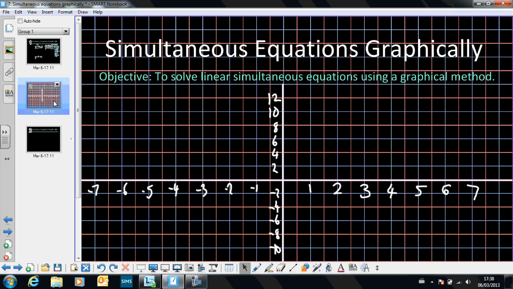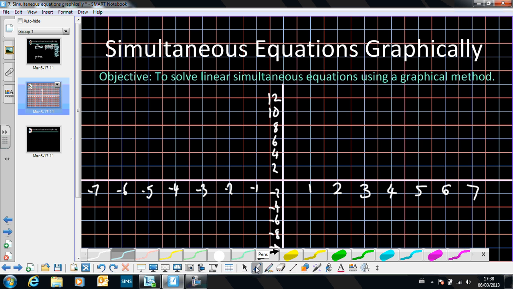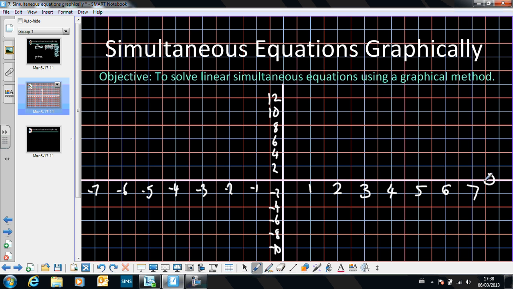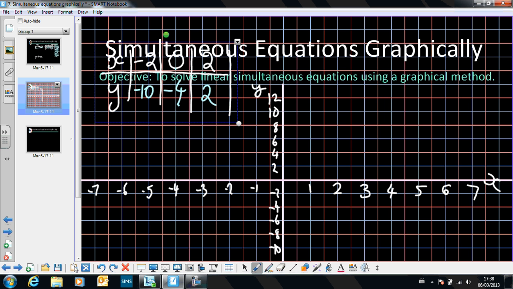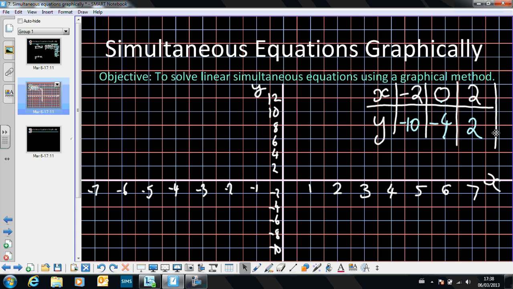I've already set up my axes on the other slide. You can see I've spaced out the x-axis a little bit. Let me label them. The y-axis is a little bit more squashed in. Well, that's fine. And here's my table from the other slide. So they're the values I'm going to plot.